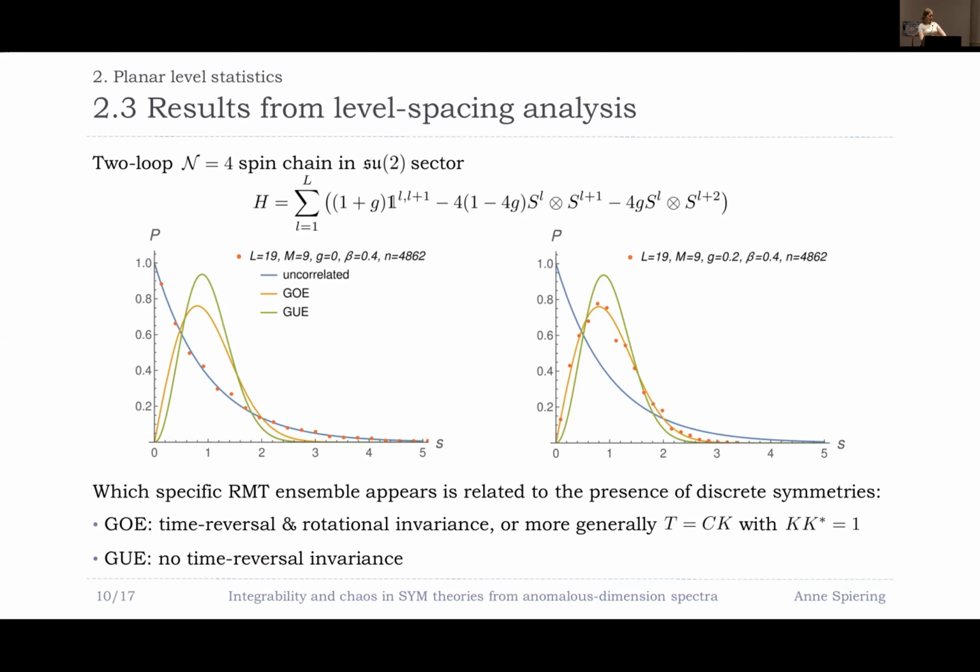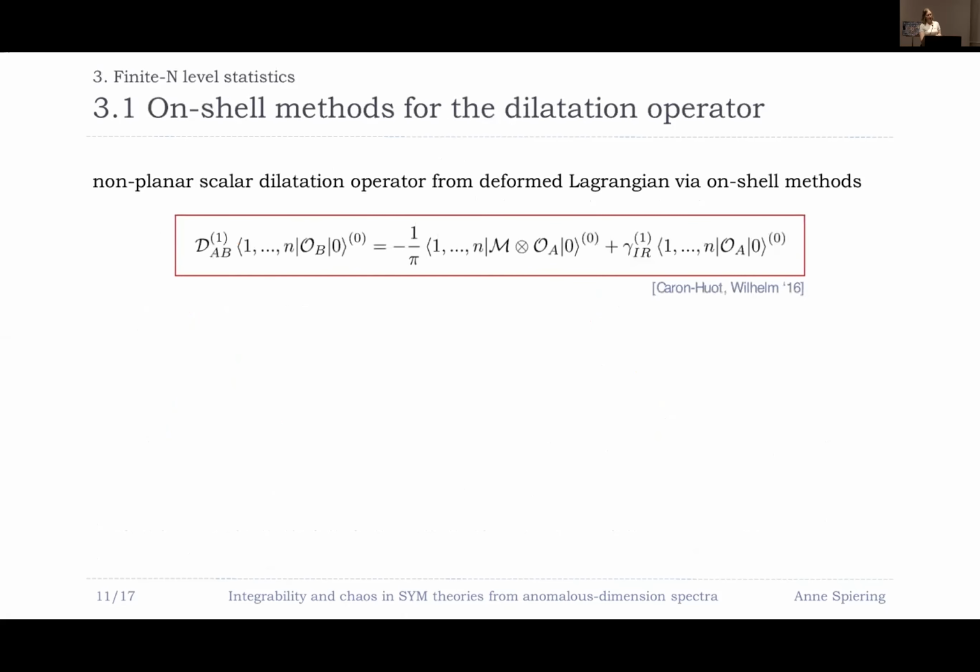Now I want to come to non-planar spectra. And first, I want to take a few minutes to discuss an on-shell approach that we use to obtain some of the spectra. Of course, we know the one-loop dilatation operator in N=4 also at finite N, so we can do a statistical analysis there. But again, for better statistics, and also because it contains rich physics, we can look at deformed versions.